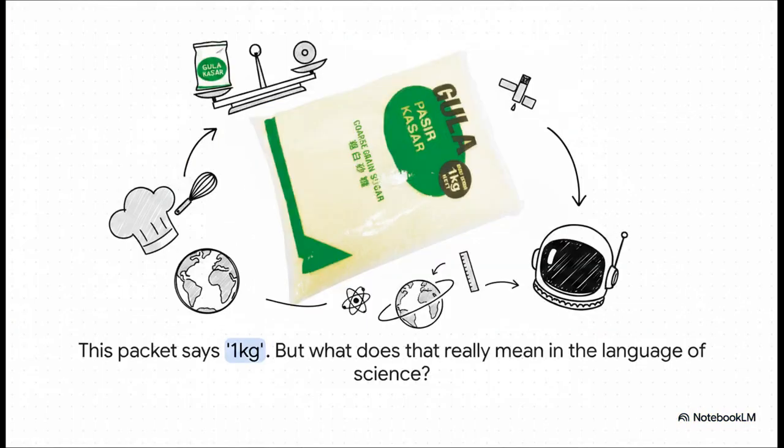And you know what? We see this scientific language all the time, every single day. You go to the store, you pick up a bag of sugar, and what does it say? 1 kg. That kg, it's not just some random letters. It's a super precise amount, defined by that SI system we just talked about. And it means the exact same thing to a chef in Paris as it does to an astronaut floating around on the International Space Station.